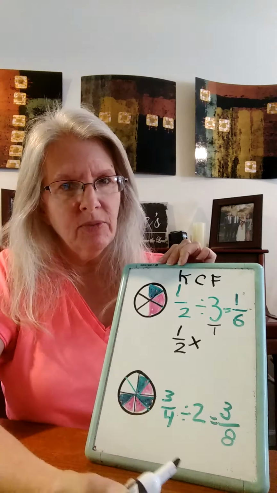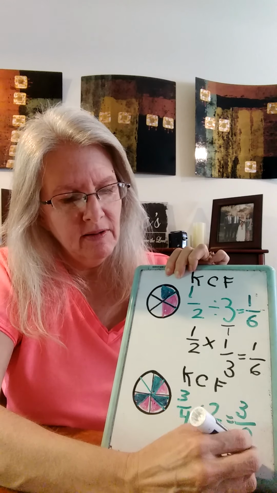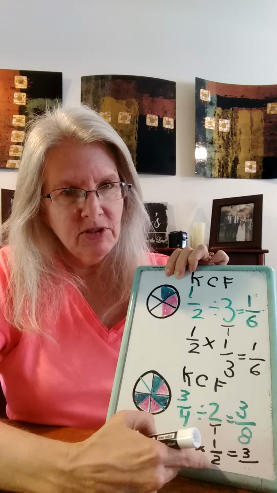Again, that rule was keep, change, flip. So I keep the first number, 3/4. I change the sign, and I flip the last number. Remember 2 is 2/1. I flip that. I get 1/2. 3 times 1 is 3. 4 times 2 is 8. I get 3/8, which is exactly what I got when I drew the picture. So let's try a few more.